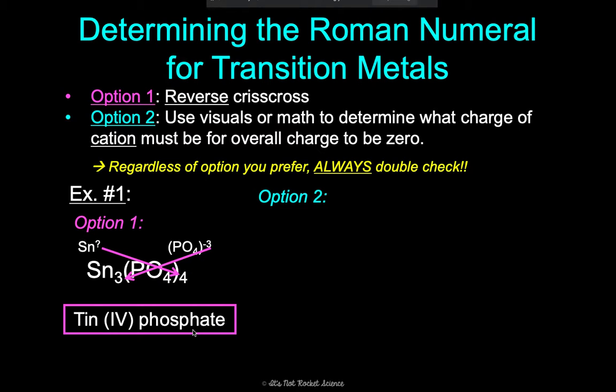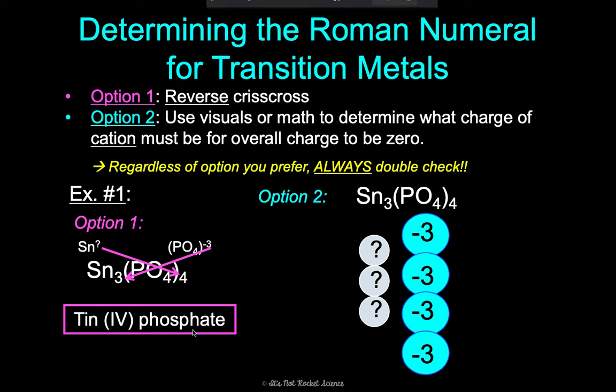For option 2, this one involves a little bit of visuals. So let's pretend we have 3 Sn's. So we have our Sn set up with the dots with the question marks. And then we have 3 phosphates with a -3 charge. So the question mark is the charge that you're looking for. And this is the charge on the phosphates. So we already know there's 4 phosphates with a -3 charge. So 4 times -3 would be -12. And then it's basically a little bit of algebra.